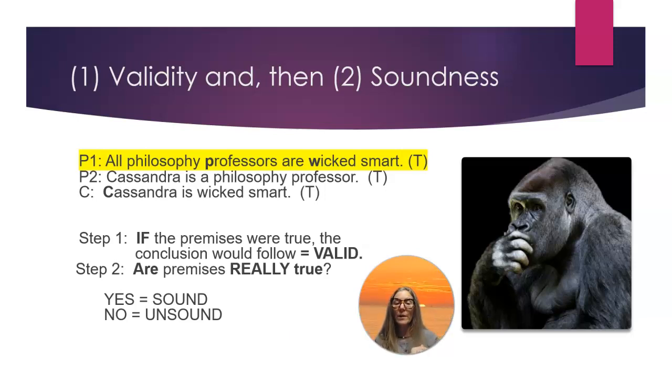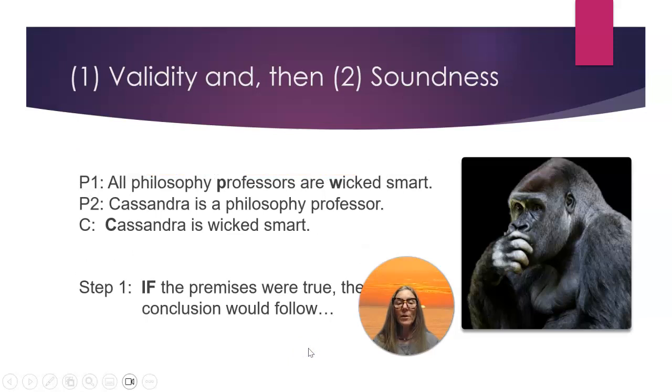Step one is validity and the form. Step two is if it's valid, can I figure out if the premises are true? If they are all true, then it's sound. Validity, soundness. Okay, let's see if we can do another example.